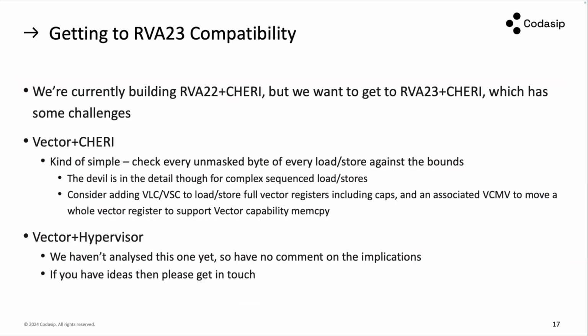And so what we'd like to get to, so at the moment we have an RVA22 core, which supports Cherry and CODA-SIP. We'd like to get to an RVA23, which has a couple of big challenges in there. There's the combination of Vector and Cherry, where we'll have to check every unmasked byte of every load and store against the bounds, which may well be complicated in some cases. And Vector and Hypervisor, where we'll use Morello as a reference, but haven't looked into that at all.